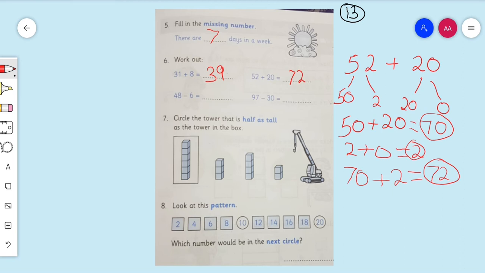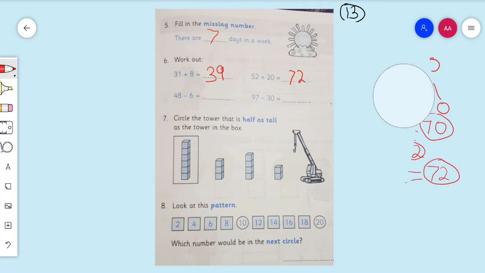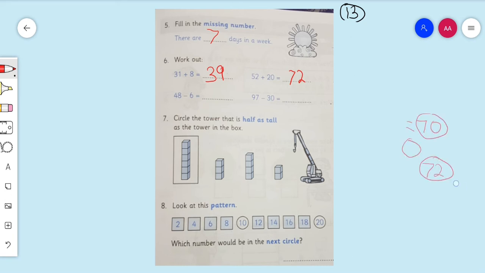The second one is 48 subtract 6. So we write the bigger number up, which is 48, and then the smaller number down, which is 6, then put a line. Because we're subtracting, we need to make a subtract sign there. So this is the ones column and this is the tens column. So let's subtract the ones first.